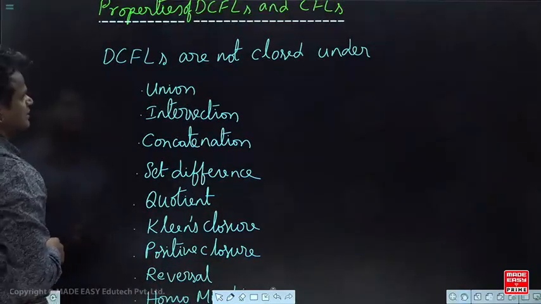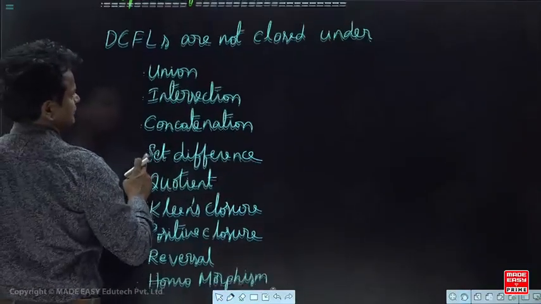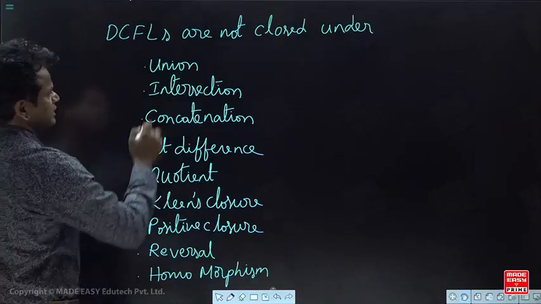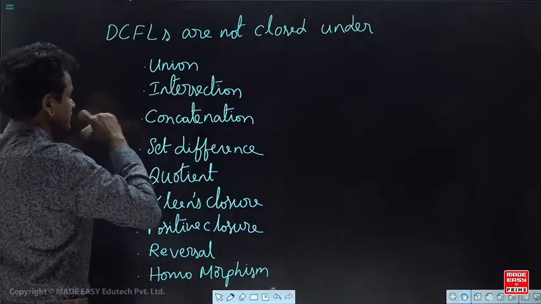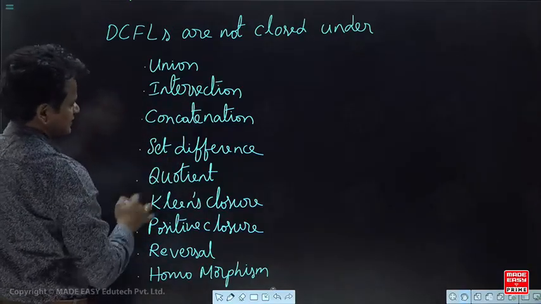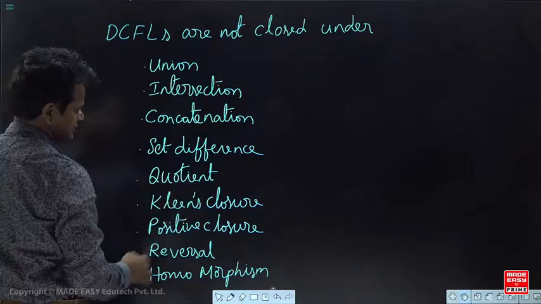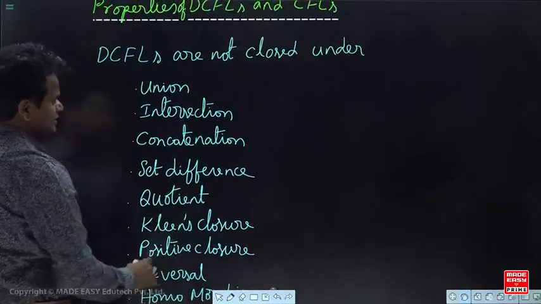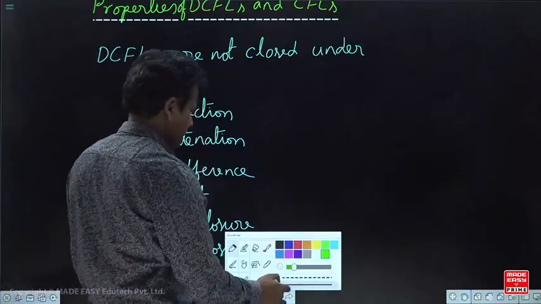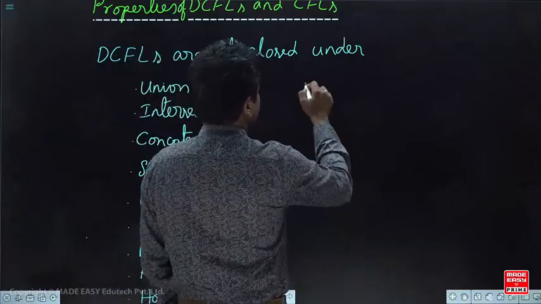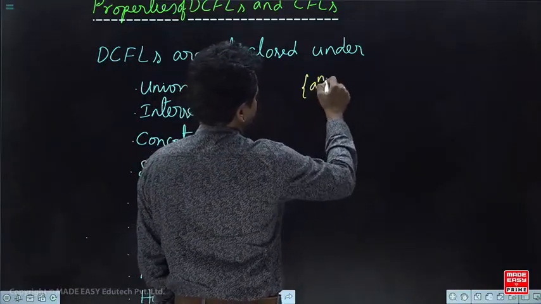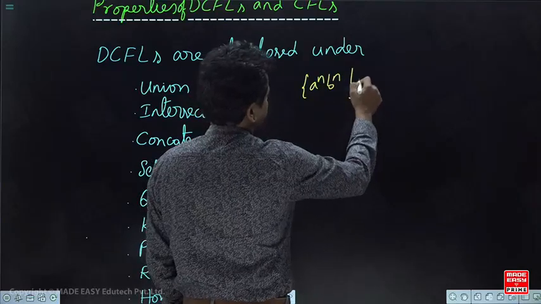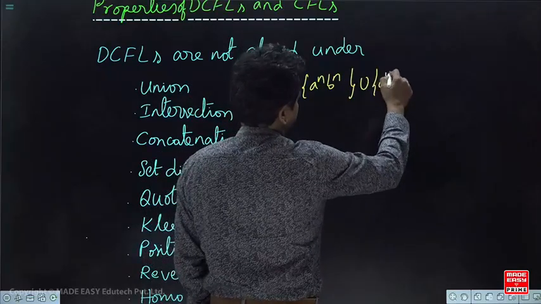Deterministic quantitative languages are not closed under union, intersection, concatenation, set difference, quotient, Kleene closure, positive closure, reversal, homomorphism. Okay. So why are they not closed? Example: a power n b power n union a power n b power 2n.